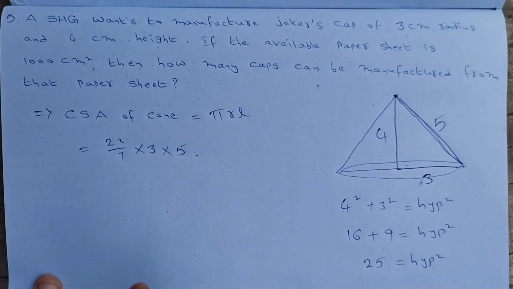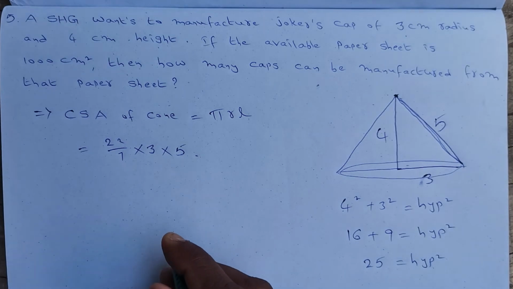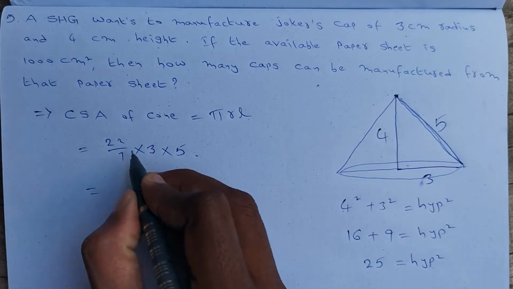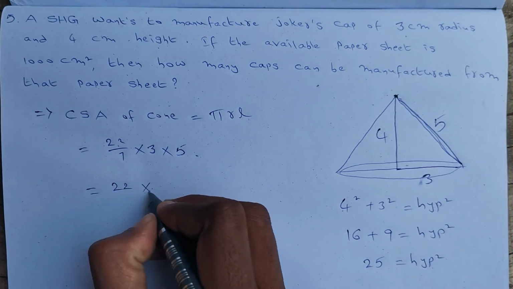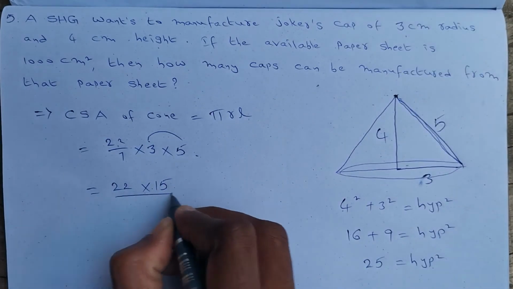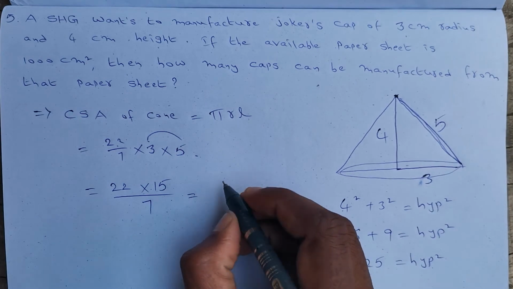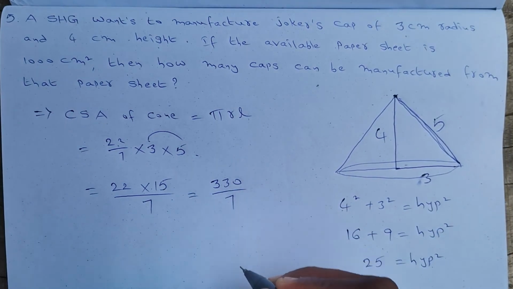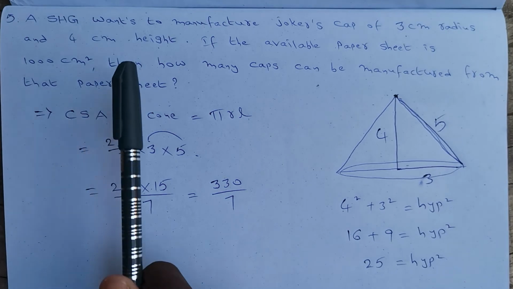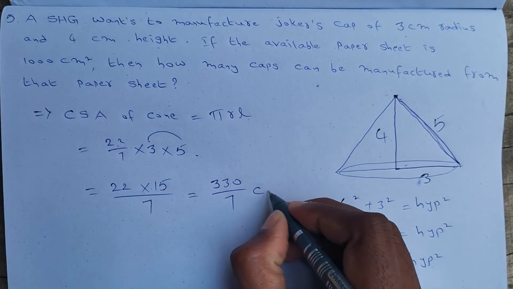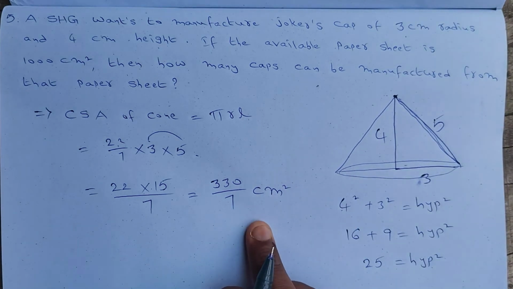In this case cancellation is not possible, so directly multiplication. 22 into 3 fives are 15, whole divided by 7. 22 into 15, 330 divided by 7. We are finding area and all the measurements are in centimeters, so this will be centimeter square. This is the paper required to manufacture a single Joker cap.